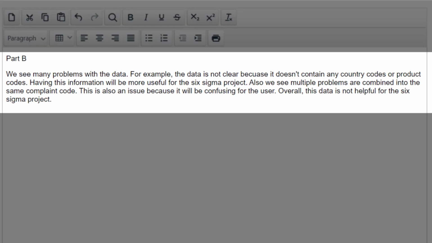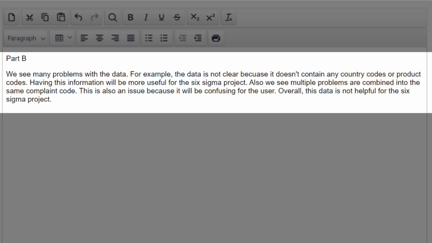Welcome back. I found 3 specific problems: lack of country codes, lack of product codes, and then I also see that multiple problems combined into the same complaint code. So this student wanted to develop 3 ideas. Do you think they earned any credit?